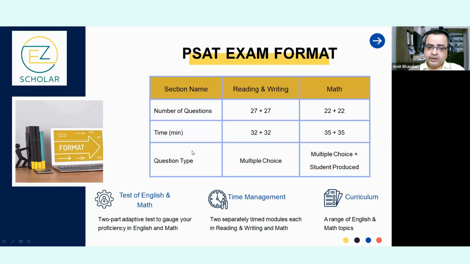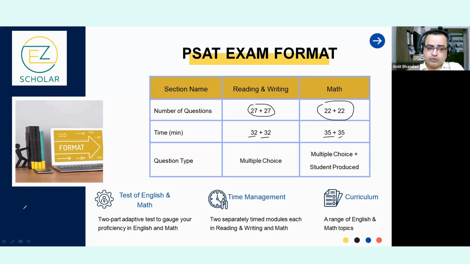PSAT has two main sections, the reading and writing, the English section that is, and the second section is math. Both of these sections are divided into two subsections. What you can see over here is the English section has two subsections, 1 and 2, both of which have 27 questions, and you have to answer them in 32 minutes. So you have a little more than a minute to answer each question. The math section also has two sections, 22 questions each, which have to be done in about 35 minutes each, which gives you about 90 seconds per question.